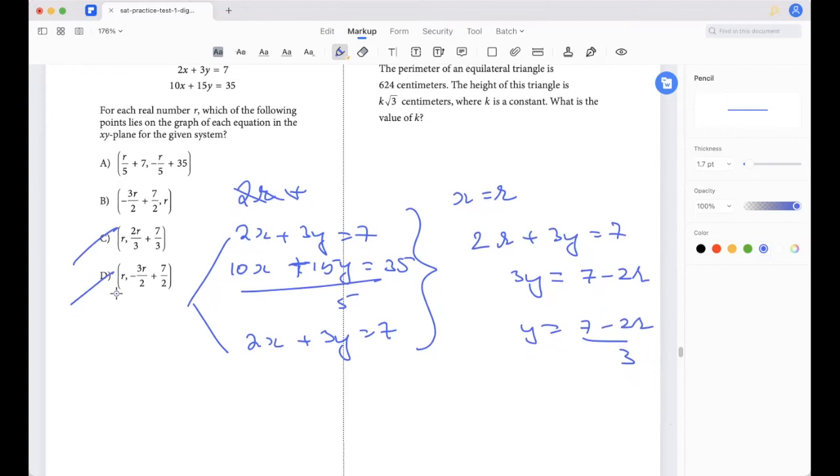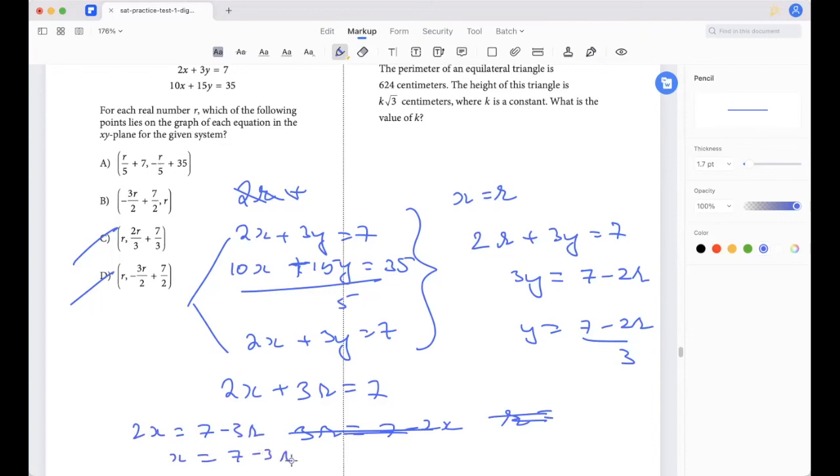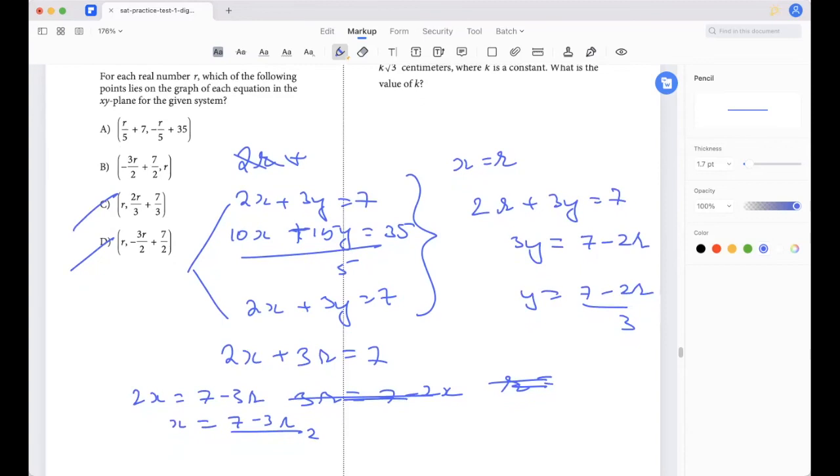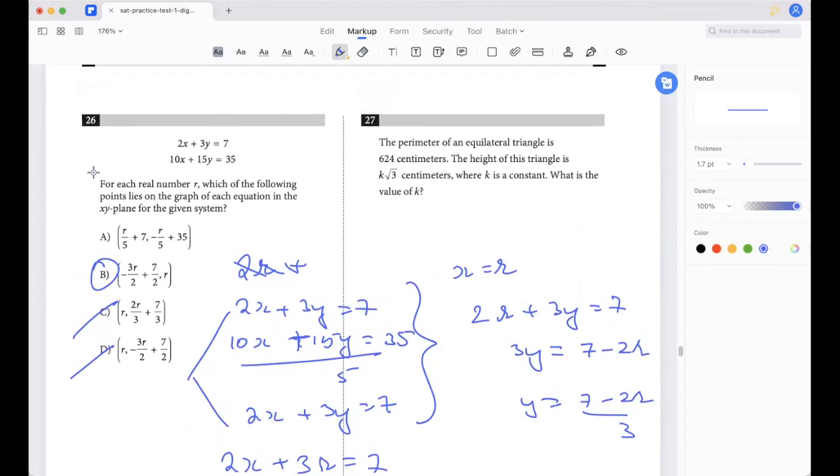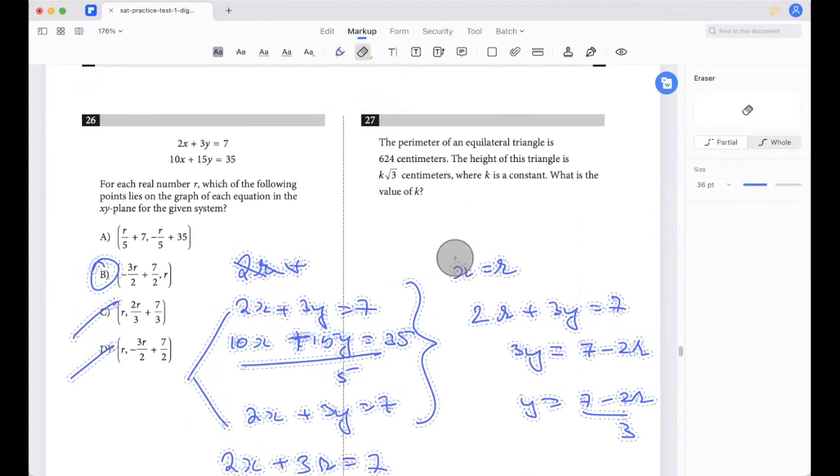Okay, let me try and take y as r. So then I get 2x plus 3r is 7. So 3r is 7 minus 2x. So, sorry, 2x is 7 minus 3r. So x is 7 minus 3r by 2. Okay, 7 minus 3r by 2. Yes, so then B is the right answer. Okay, let's just clear this.